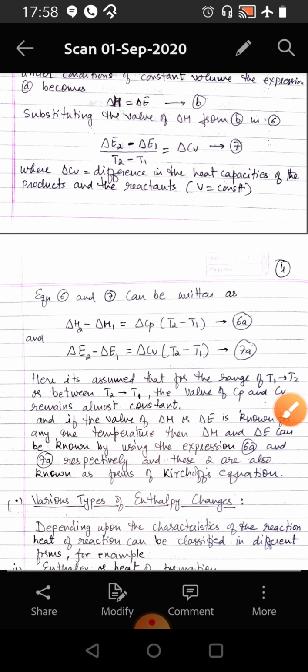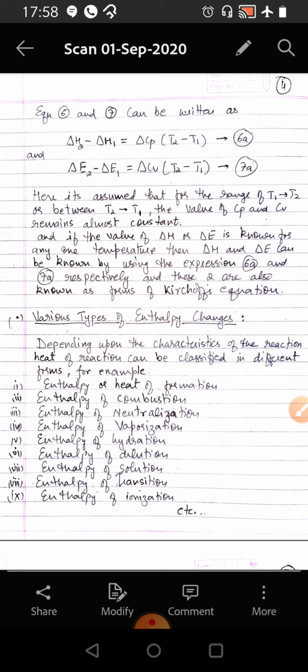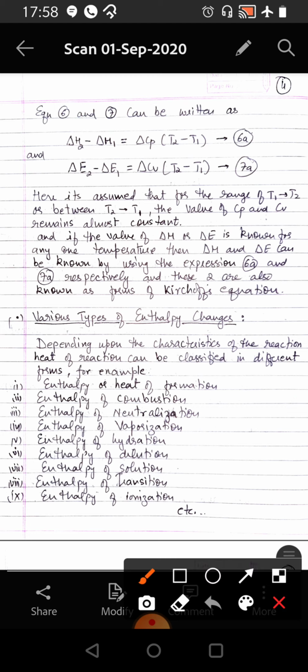Now we come to the heat of reactions. There are as many equations as there are reactions. So, depending upon the characteristics of the reaction, heat of reaction can be classified in different forms. There are various types of enthalpy changes, such as enthalpy or heat of formation, combustion, neutralization, vaporization, hydration, dilution, solution, transition, ionization, etc.